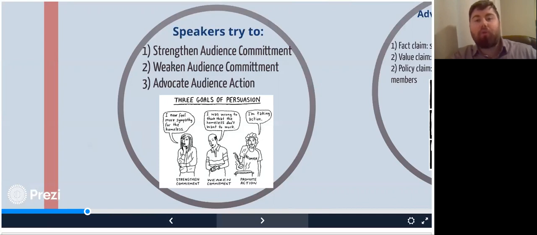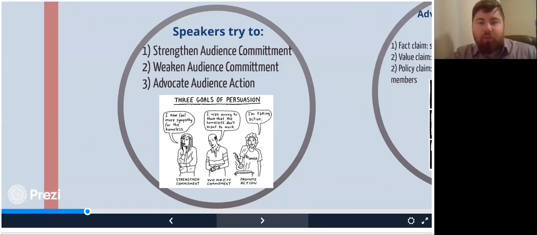This goes both for neutral audiences and sympathetic audiences. What you want is to get the audience to actually act upon it, to sign a petition, and so on and so forth. So strengthening audience commitment and advocating audience action are dedicated to sympathetic and neutral listeners. So that's the goal.